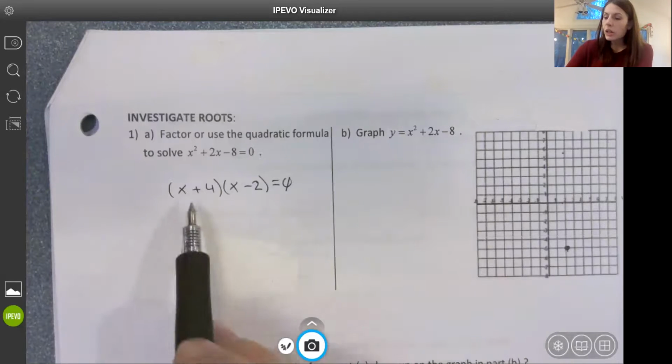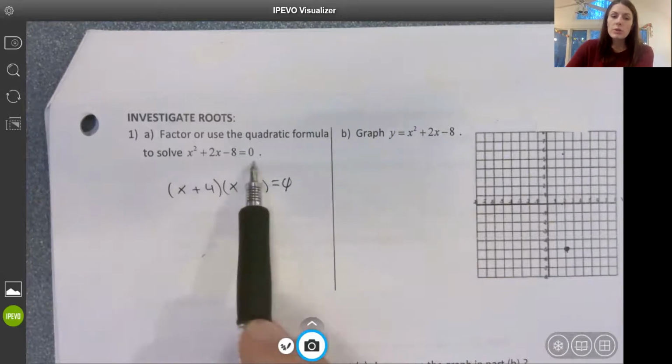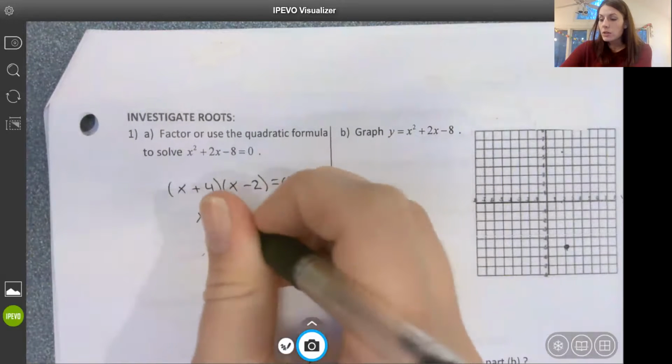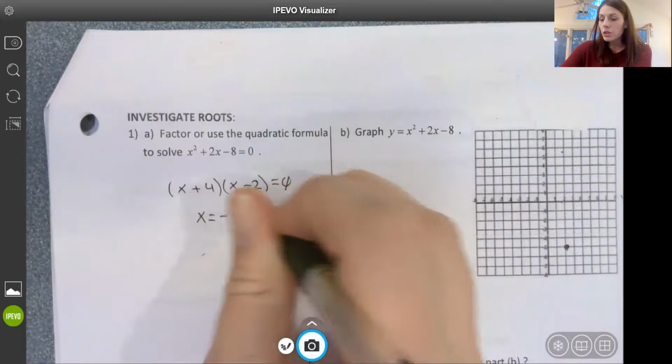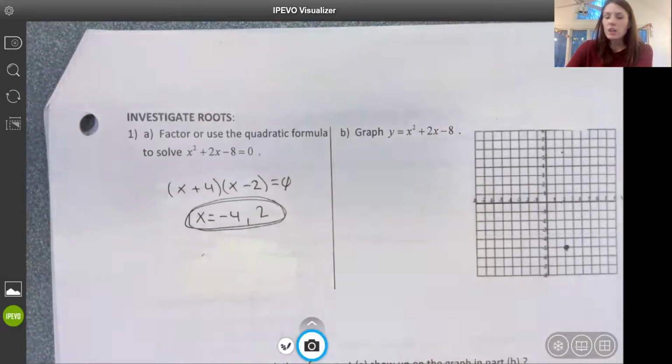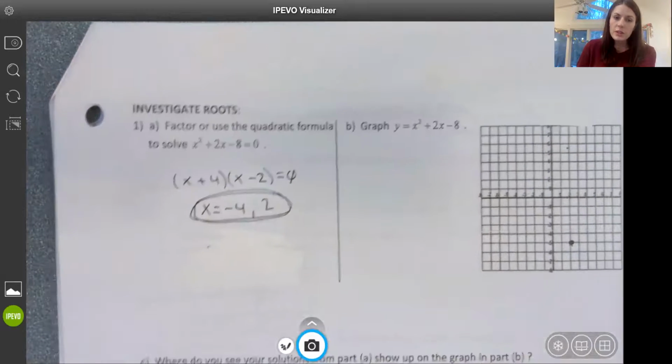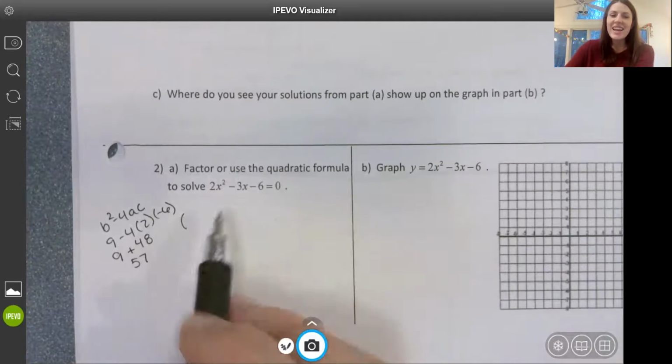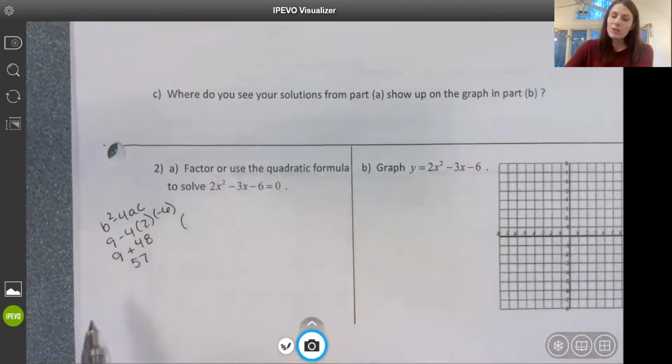Okay, so here I have my first quadratic set equal to 0 already. I went ahead and factored, and I get my two answers of -4 and 2. There are the solutions. Now I told you to factor both of them, and hopefully some of you realized you can't factor this one. Factor or use the quadratic formula.